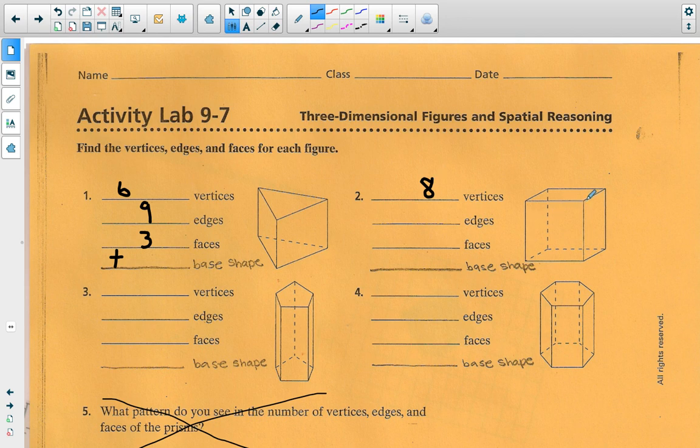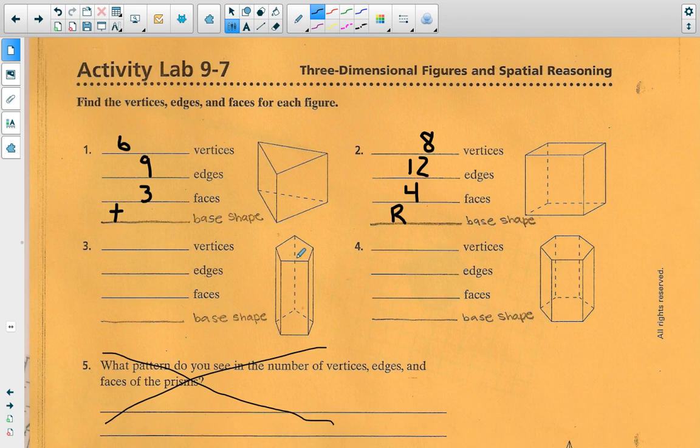I have 1, 2, 3, 4, 5, 6, 7, 8, 9, 10, 11, 12 edges. I have 4 faces that are not bases. And my base shape, you could put a square or you could put a rectangle. You can put an R for rectangle because it could be a rectangle, it could be a square. A little hard to tell for sure.